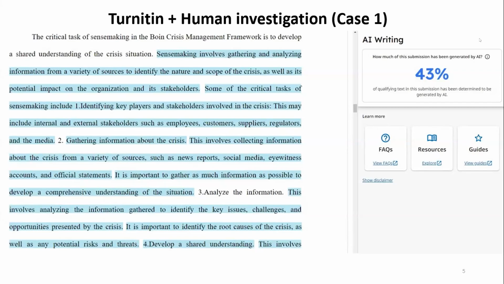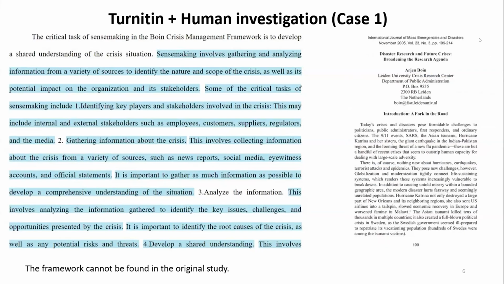And the second thing was that the student claimed that he adopted a theory, a framework, from a study. But when I actually downloaded the original study, I found out that that framework did not exist in the original study. So it means that this is something really fake.